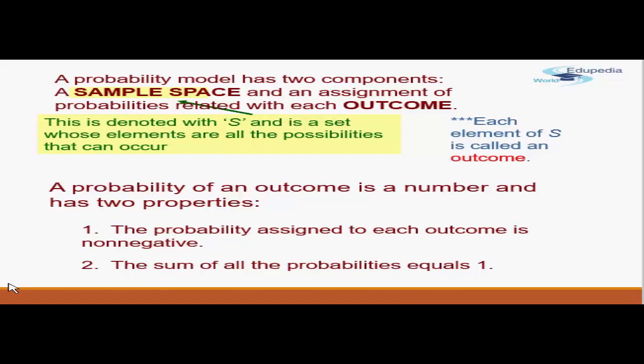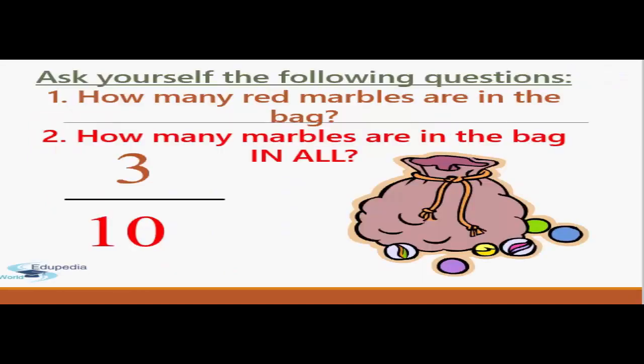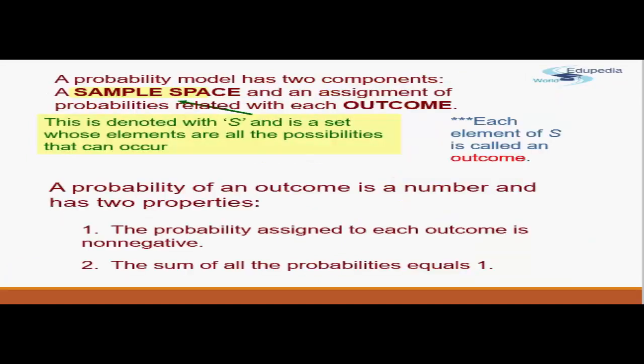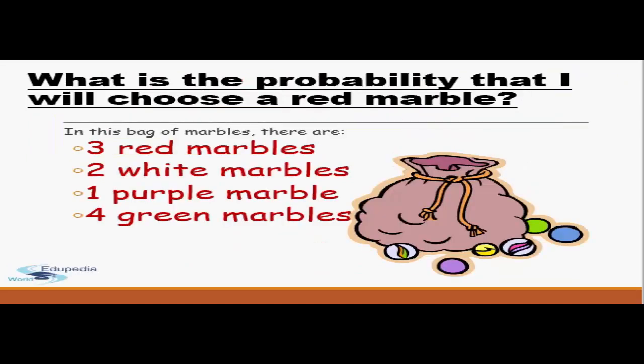Now if we go towards the example that we just went through, what does it mean that the sum of all probabilities is going to be equal to 1? Okay, what is the probability of the red marbles? That was 3 by 10. The probability of white marbles is 2 by 10. The probability of purple marbles is going to be 1 by 10. And the probability of green marbles is going to be 4 by 10.